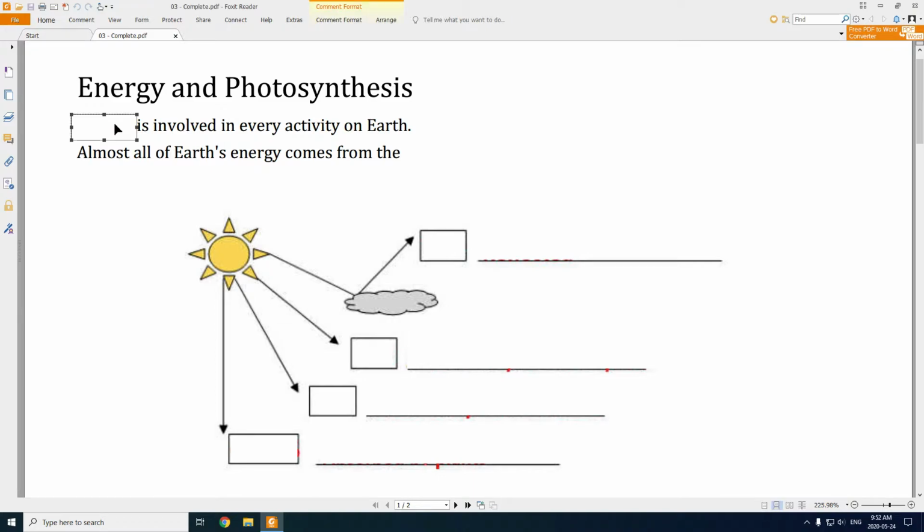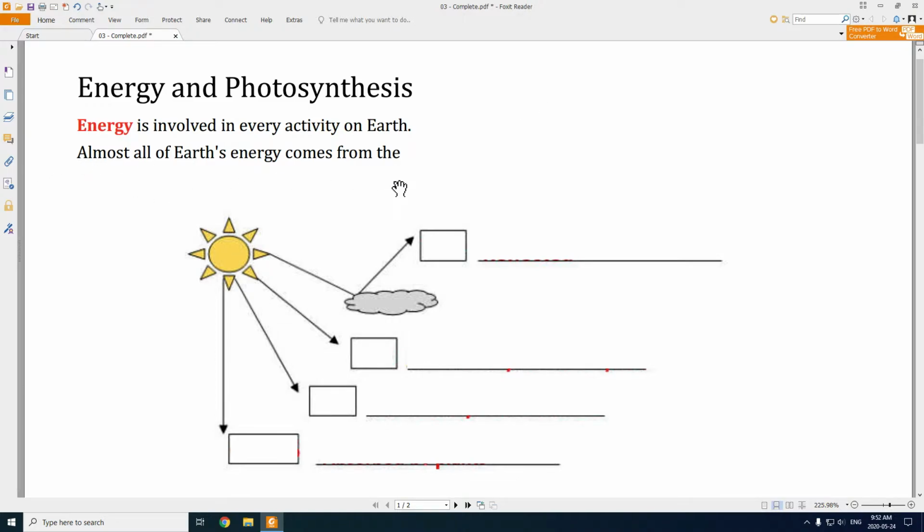All right, so why is energy important? Well, energy is involved in every activity on Earth. Anytime you see a plant growing, it is absorbing energy. Anytime you move your arm, you are using energy. You're converting chemical energy that's stored in your body from the food that you eat, and you're turning it into kinetic energy, moving energy. So anytime something moves or breathes or grows, it's using some sort of energy.